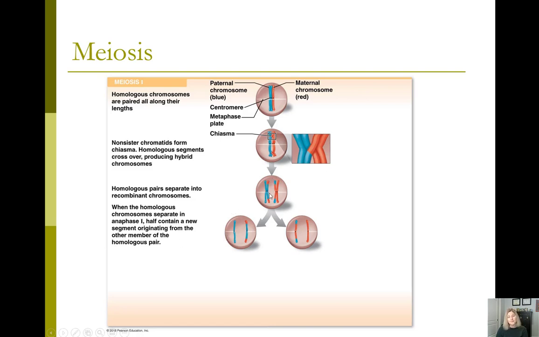And so at the end of meiosis part 1, we're going to simply separate the 2 homologs from each other. So this one's going into one cell, this one's going into the other cell. At the end of meiosis part 2, we separate the sister chromatids from each other. So let's take a closer look at that crossing over effect that's occurring here.